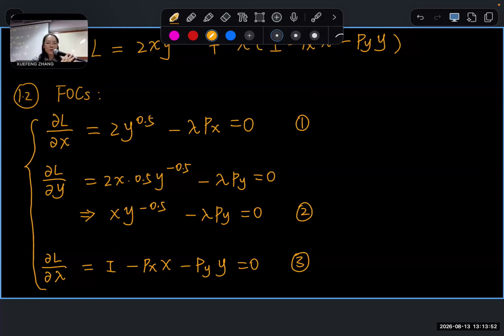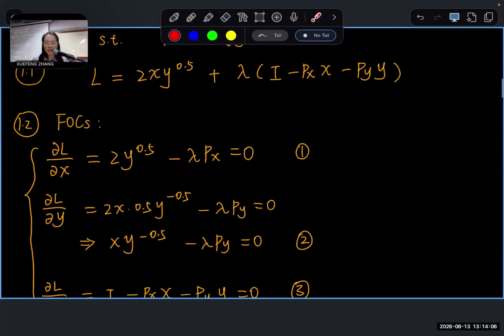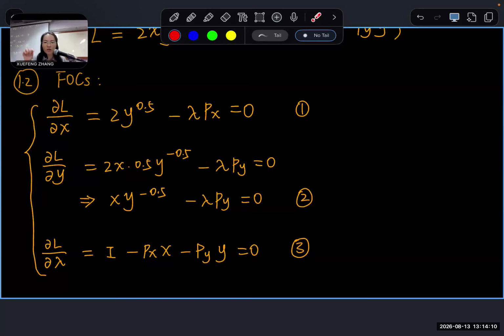I hope you did not prepare for the mock exam. That's why only 3 out of 30 can do the Lagrangian. But I haven't checked your answers. You need to know the idea, okay? The first one, write down the Lagrangian. The second one, you take the first order condition. Next one, how to solve it.